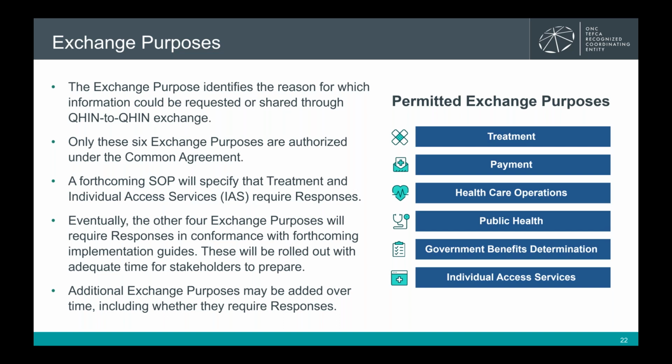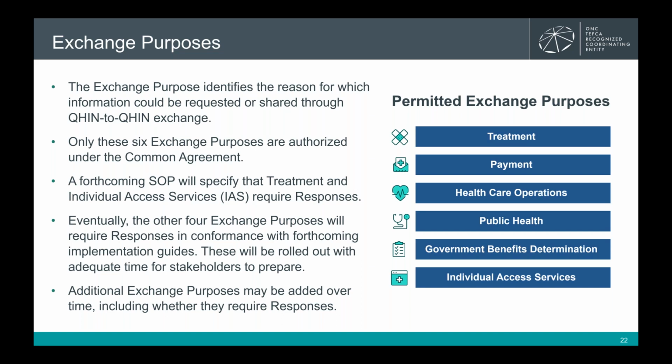No, they would not be treatment or individual access services. They would be payment. Can public health agencies participate in the QHIN? Absolutely. If they were initiating queries, such as for a case investigation, they would leverage the public health exchange purpose.